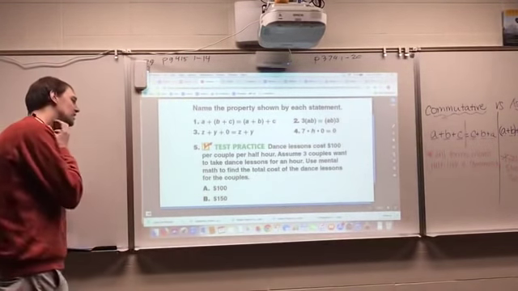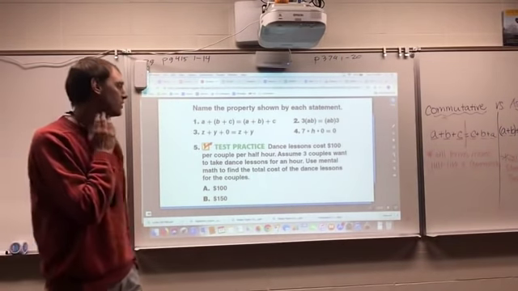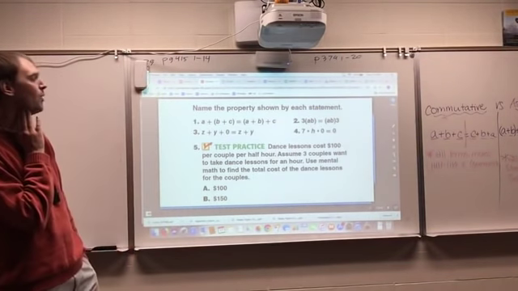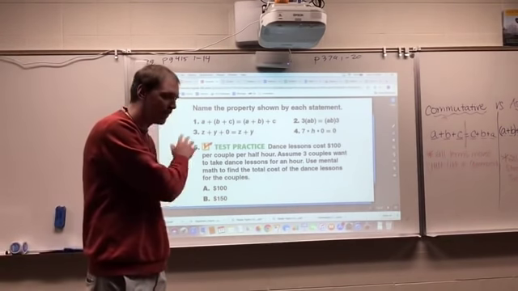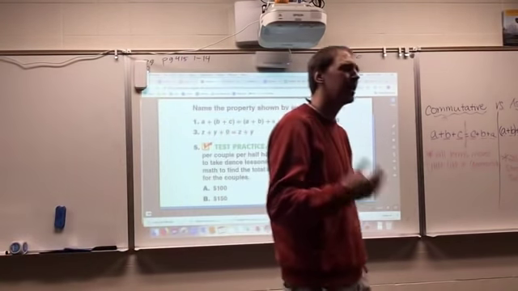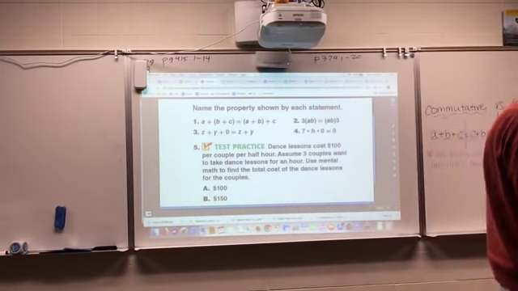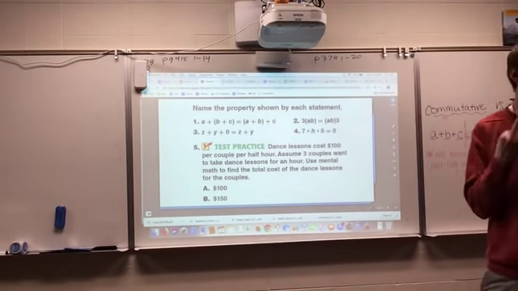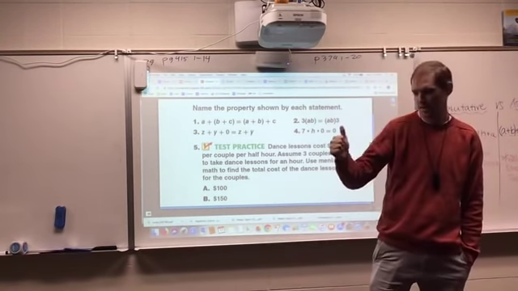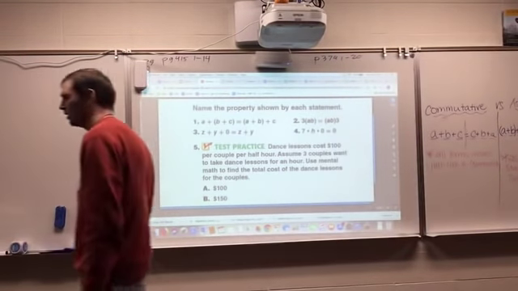Good. Dance lessons cost $100 per couple per half hour. Assume 3 couples want to take dance lessons for an hour. Use mental math to find the total cost of dance lessons for the couple. There's a couple different answers on the bottom. But if it's $100 per half hour, how much is it per hour? Yep, $200. If there's 3 couples spending $200, what is the total of everybody? $600. Good.